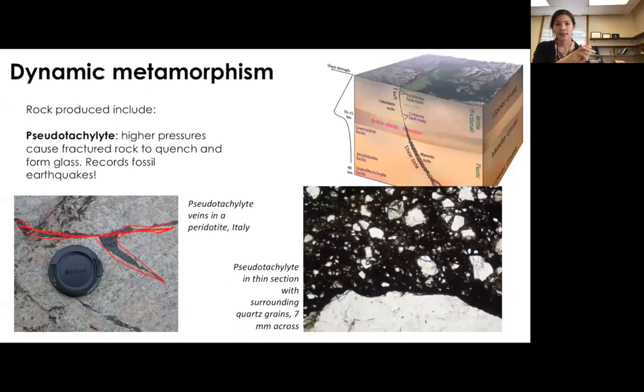And when you look at this in that microscope thin section view, again, this one is also 7 millimeters across. All this black area is that glass that you see where everything is so fractured and ground up that the backlit light isn't able to penetrate through it.